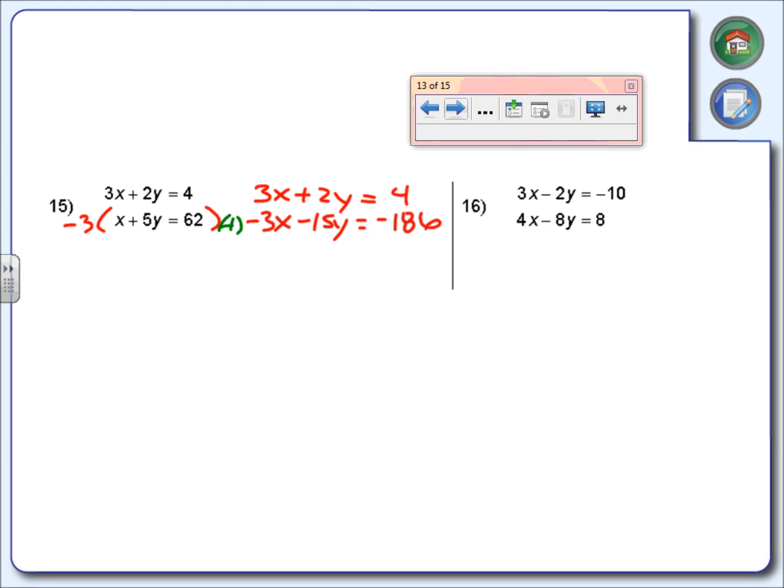Absolutely. 3x plus a negative 3x is 0. We just eliminated the x's, which was the whole idea behind multiplying by negative 3. You've got 2y plus a negative 15y, that's a negative 13y. 4 plus a negative 186 would be a negative what? 182. All we've got to do now is divide by negative 13.